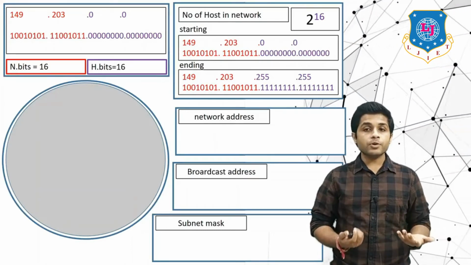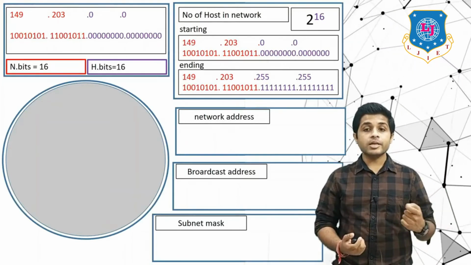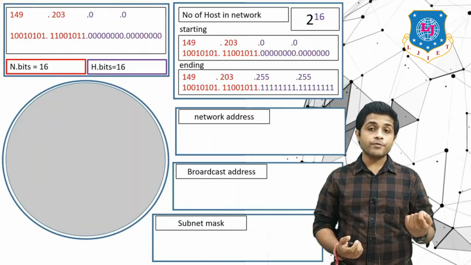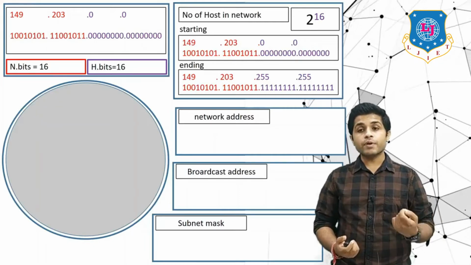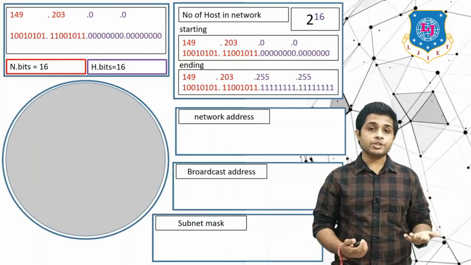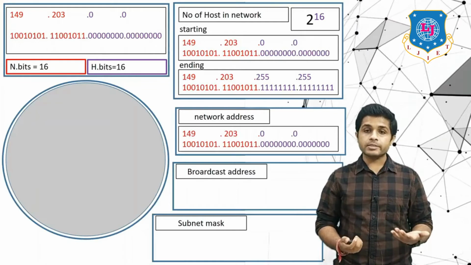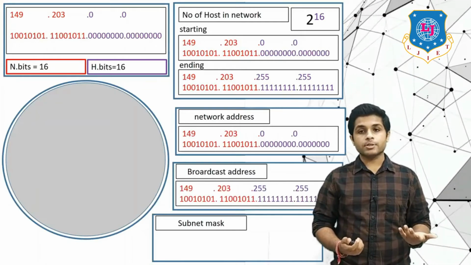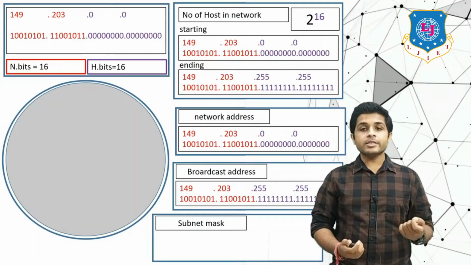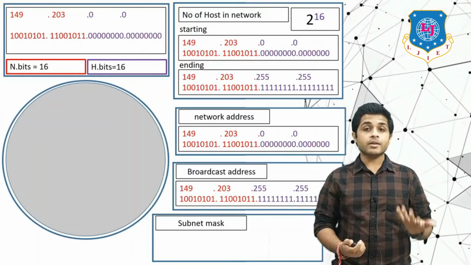What is the meaning of broadcast address? Broadcast address means that any message sent to the address 149.203.255.255 will be received by all the devices in the network. So the first address is the network address and the last one is the broadcast address. Any address apart from the first and last will be allocated to devices in the network.